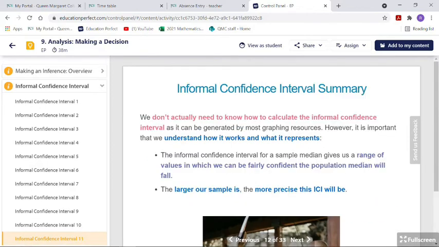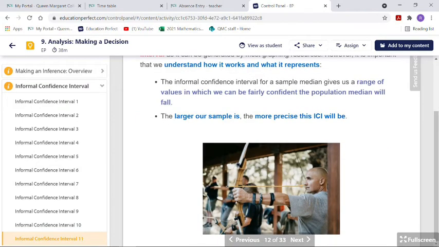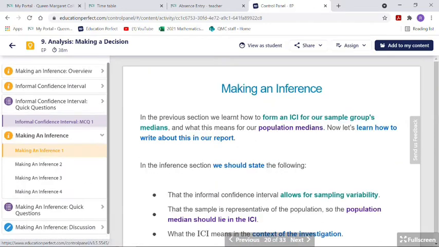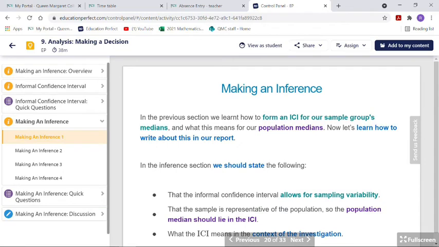Could you just say that again about the bigger? The larger the sample, the better your informal confidence interval will be. I have all that written down. Okay? All right. So again, you don't have to calculate it, but you do need to be aware of how to describe it. Okay? So let's talk about how we're going to make an inference based on that.